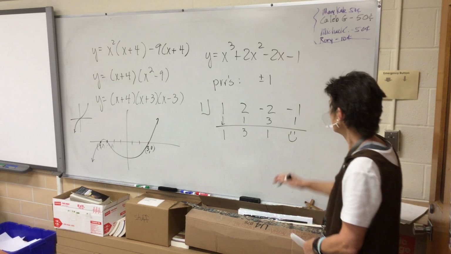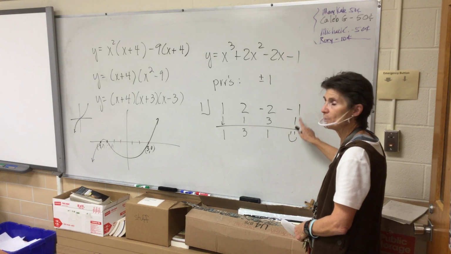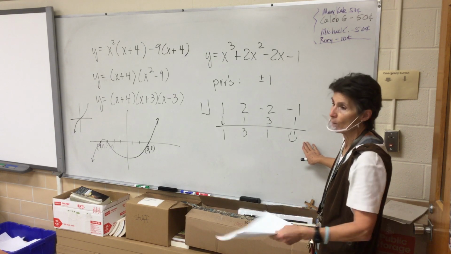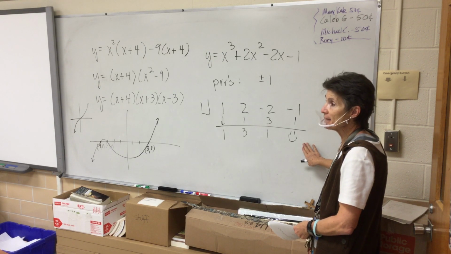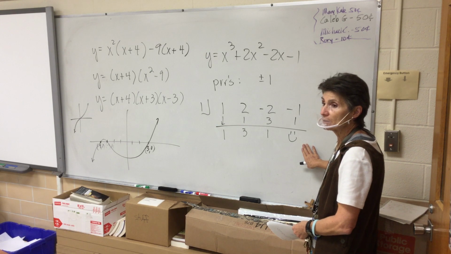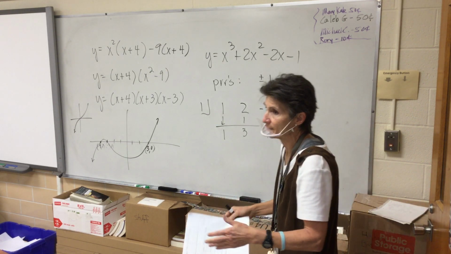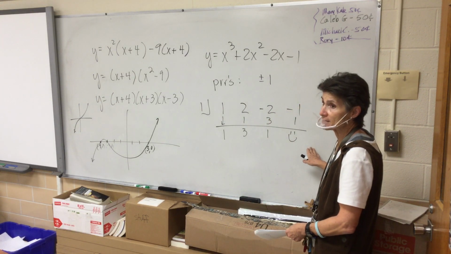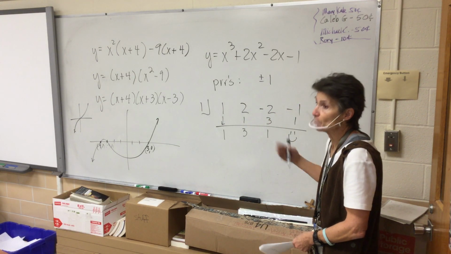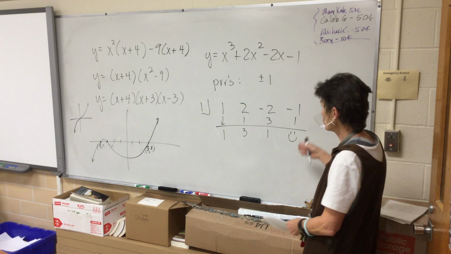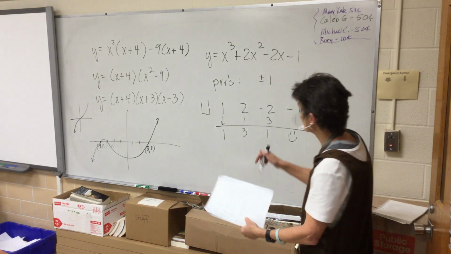Now, what if we hadn't gotten 0? What if we'd gotten some other number? Then what would you do? Try negative 1. Yep. You're gonna keep guessing until you get 1 that gives you 0. And I promise you'll be able to do that. You might not get it on your first guess, but every problem you will be able to get a 0. Okay? So your job is to find the roots.